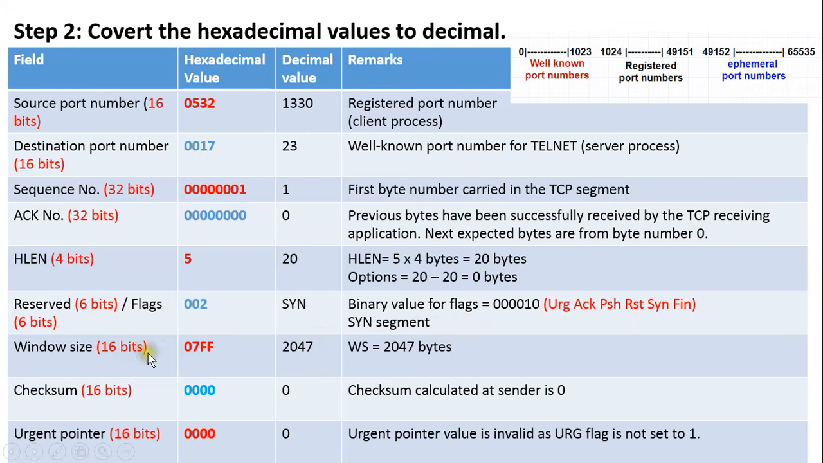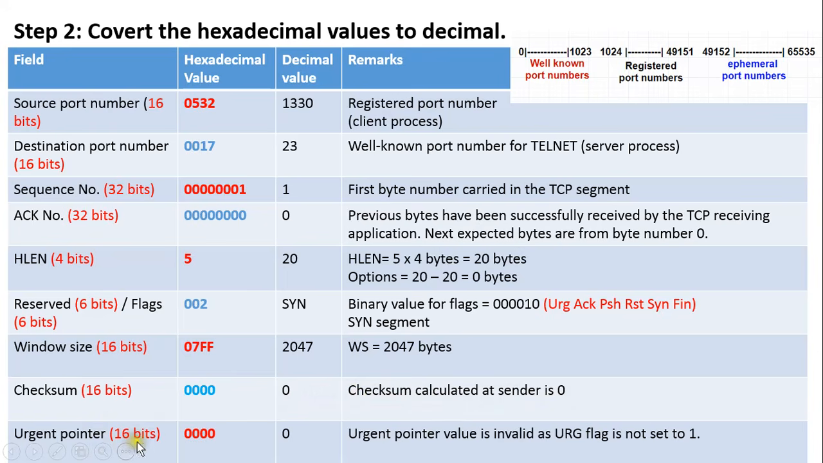The window size field is of 16 bits and its hexadecimal value is 07FF. Its corresponding decimal value is 2047 bytes. It means that the receiver has the capacity to receive 2047 bytes at the max. The checksum field is of 16 bits. Its hexadecimal value is 0000. Corresponding decimal value is 0. And it means that the checksum calculated at the sender is 0.